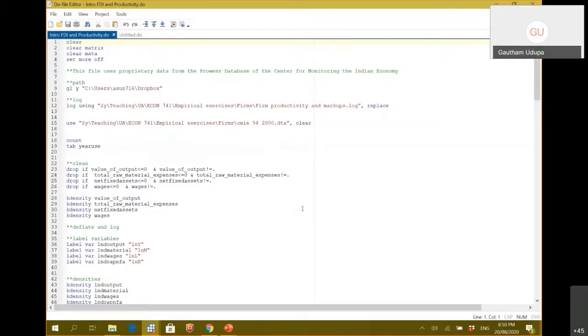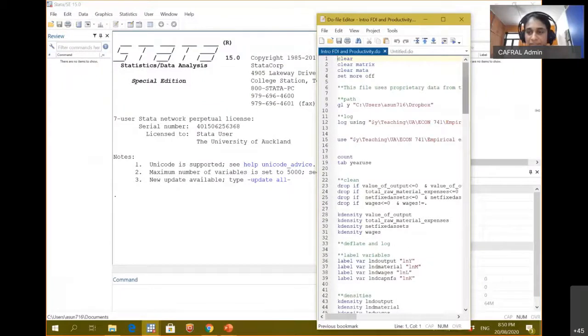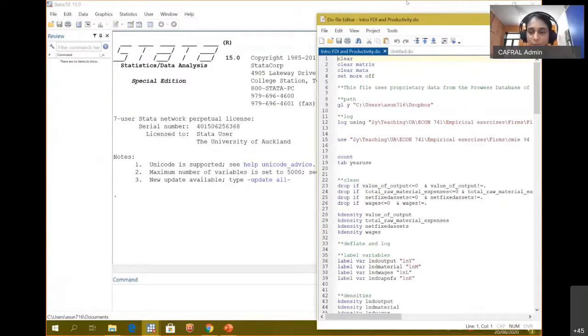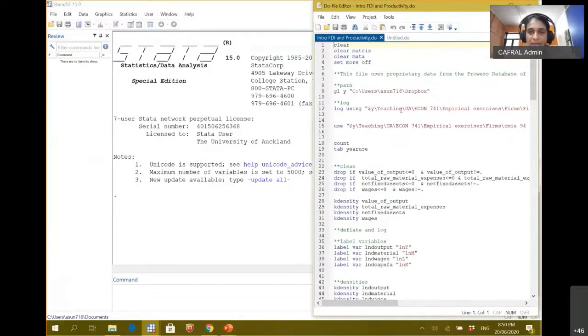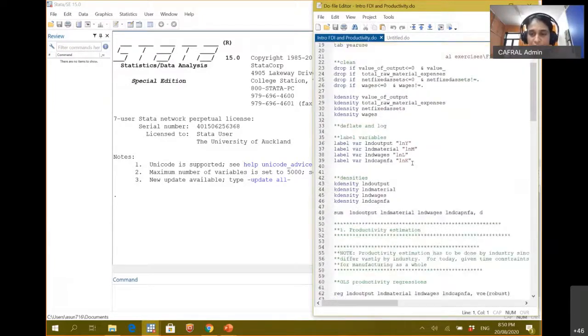Okay, so let's move on to the actual productivity estimation. Now, I have this data from CMIE, the Prowess database. A lot of you have probably used this database in the past, I'm sure. So what I'm going to do is run these different productivity estimations.